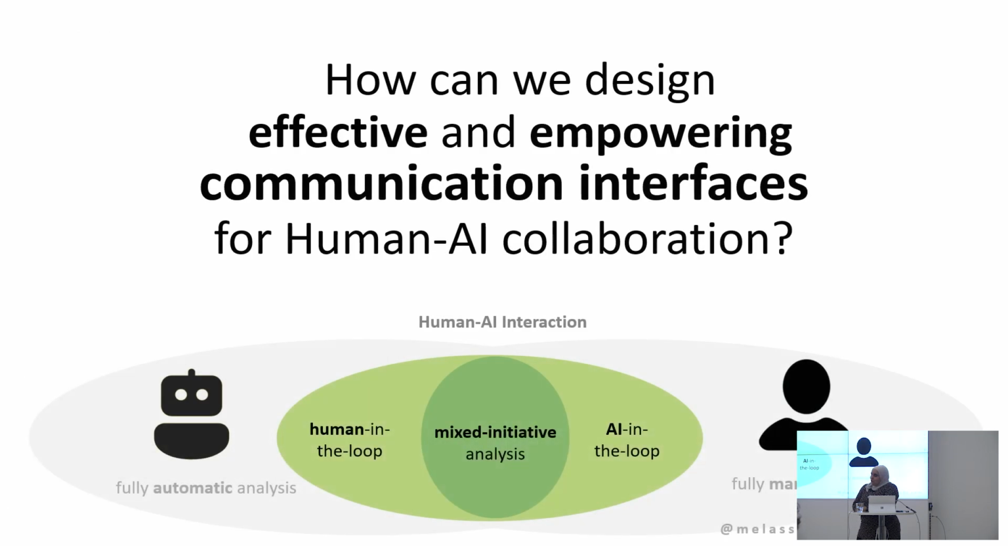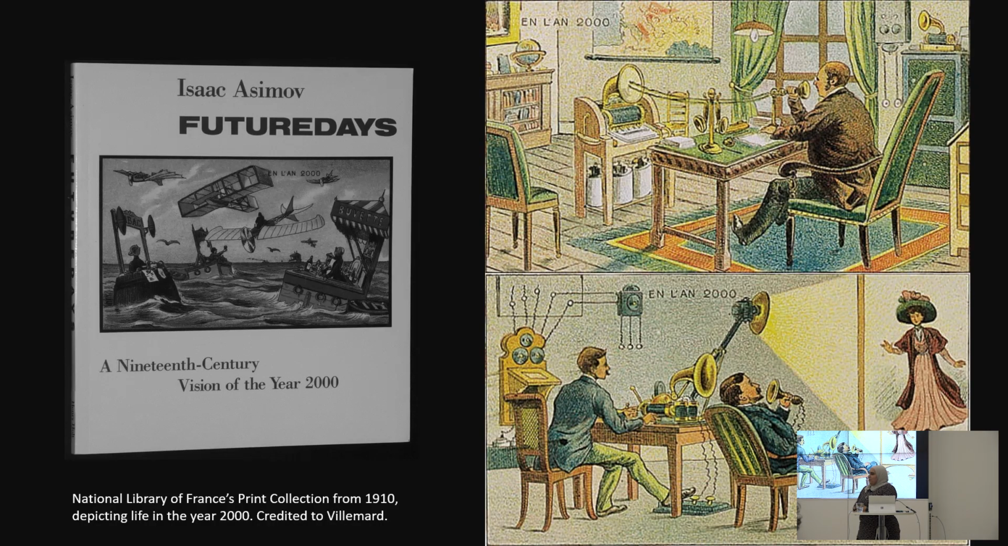And to conclude, I asked the question about how we can design effective and empowering communication interfaces for human-AI collaboration. I'm not the first person to ask this question. If we actually go back more than 100 years ago, people were thinking about the same problems. So if you asked people back then how they want to interact with machines, this might be some of the stuff that you would have received.